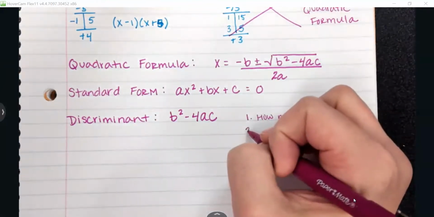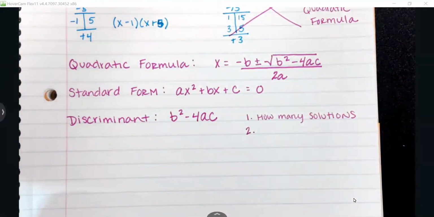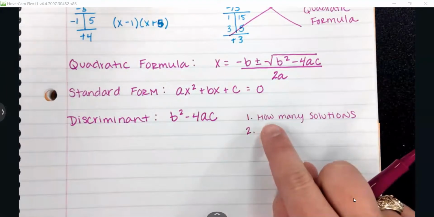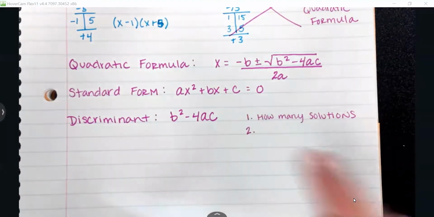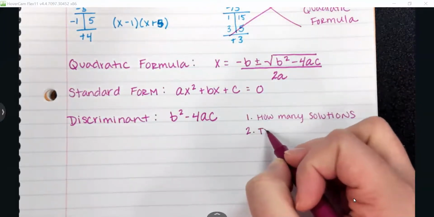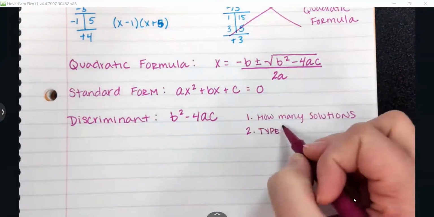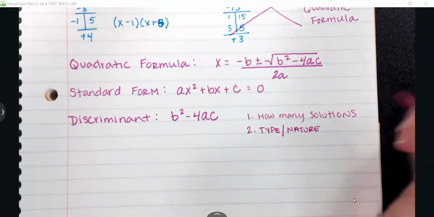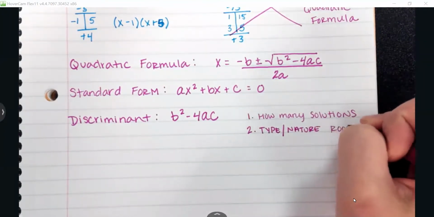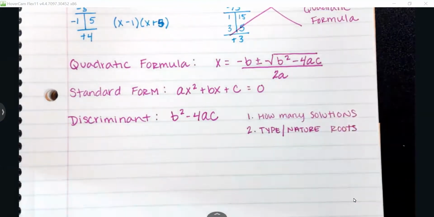What's another word for solutions? Roots, zeros, there's one more. X-intercepts, okay? So my discriminant tells me how many solutions. My discriminant also tells me the type, or what a lot of programs call it is nature. It means the same thing. What type of solutions or roots or x-intercepts or zeros. You got to know all the words.